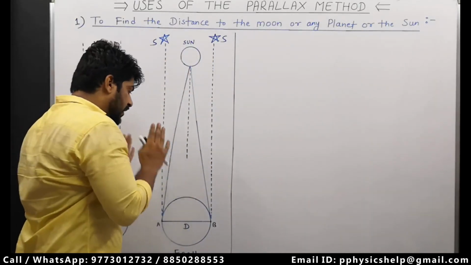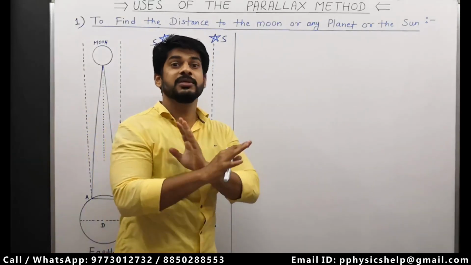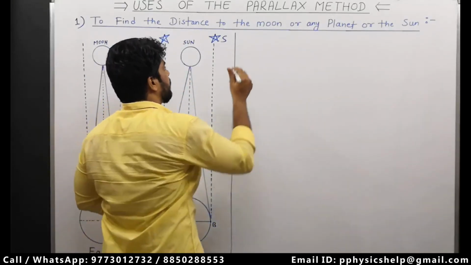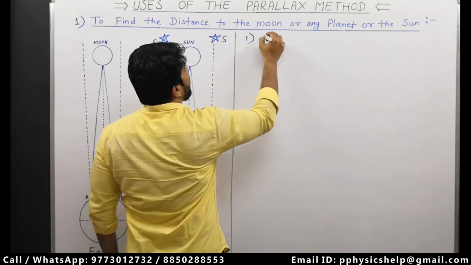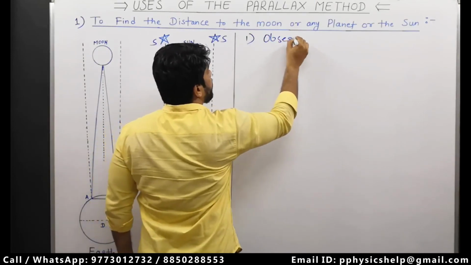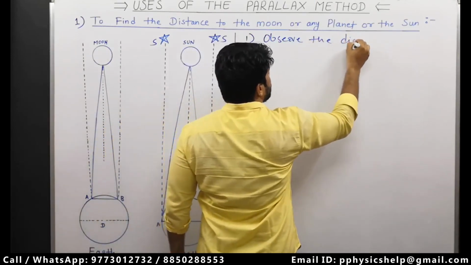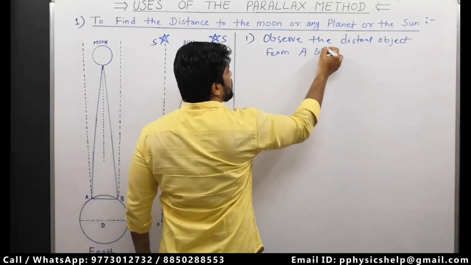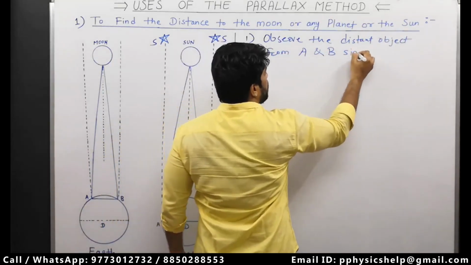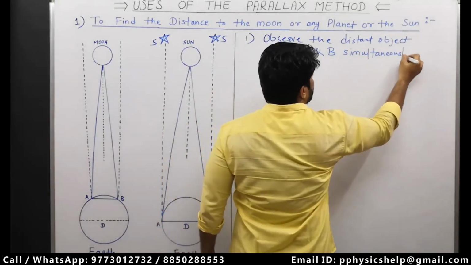Okay, so let's say we have observed the star. That's our first step. I will just note down here: first step is what? Observe the distant object from A and B simultaneously. That is our first step.